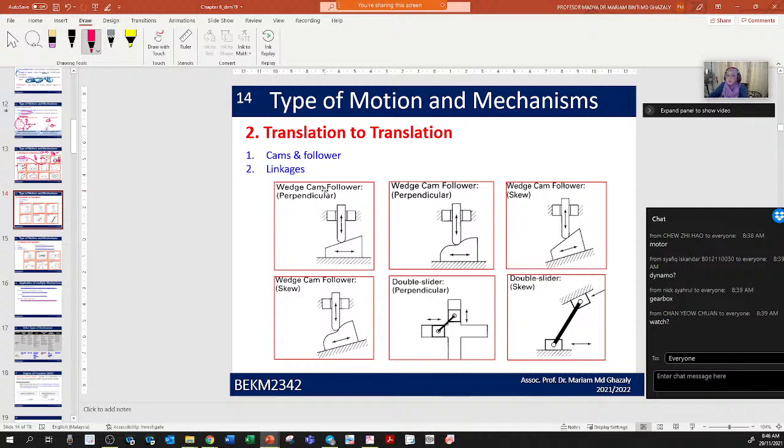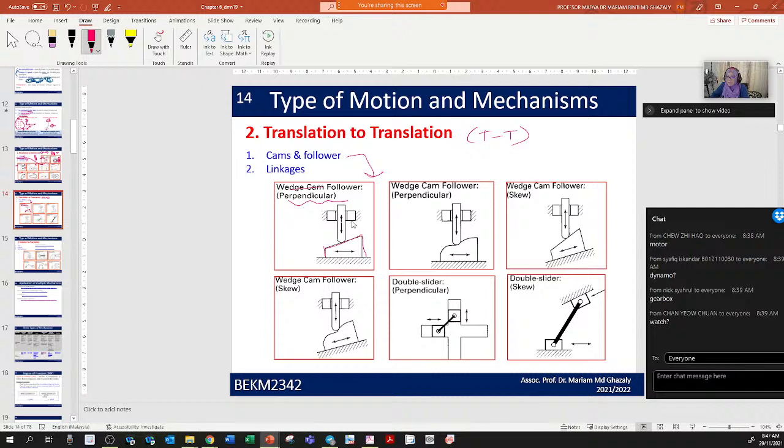I go to the next one, which is translational to translational motion. Basically, T to T. The first one is cam and follower, and also linkages. Cam and follower is divided into two types. We have the wedge cam follower type, which is in perpendicular motion. Also similar to this, but you see here that it's wedge type.